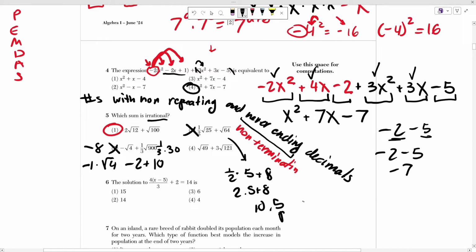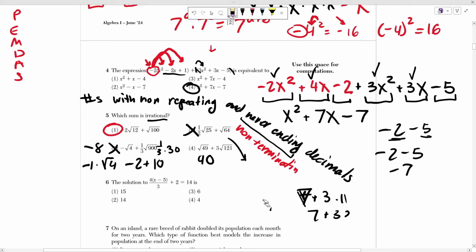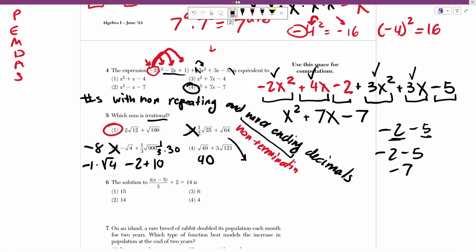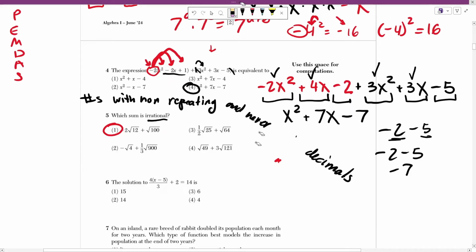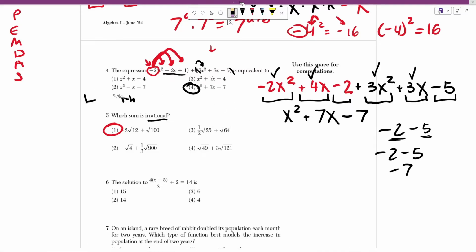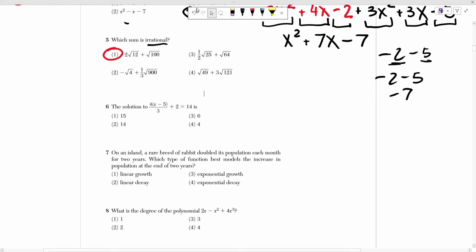And finally, choice 4, radical 49 is equal to 7, okay? Plus 3 times radical 121, which is 11. So 7 plus 33, or 40. So all of these other choices are wrong because they give you whole numbers, right? And if they don't give you whole numbers, they give you numbers with terminating decimals, okay? Stuff that does not repeat. Choice 1 is the only answer that gives you something that's irrational. You could have also plugged these into your calculator and just seen whichever one does not give you a crazy long decimal, okay? But this is the way to do it with that one.